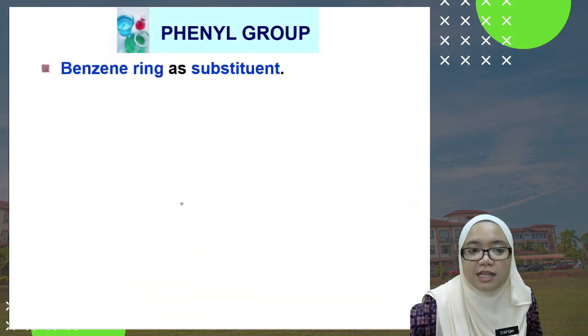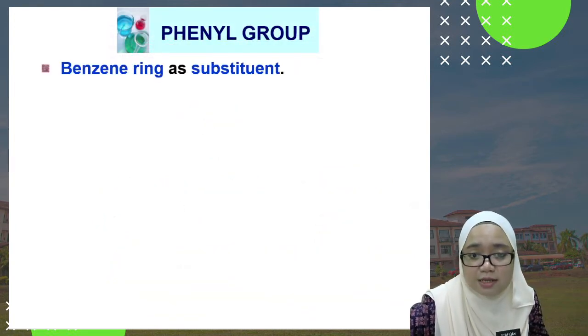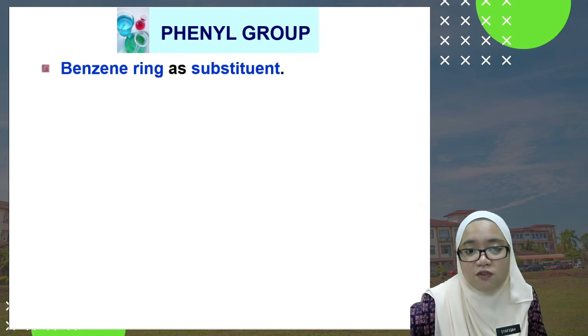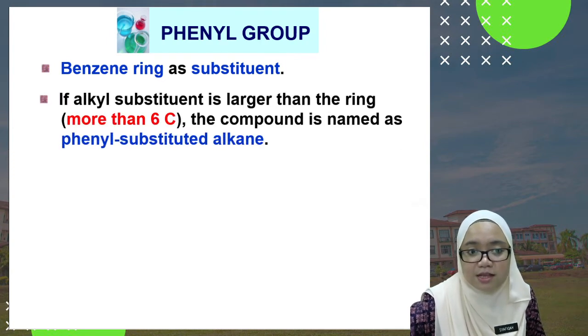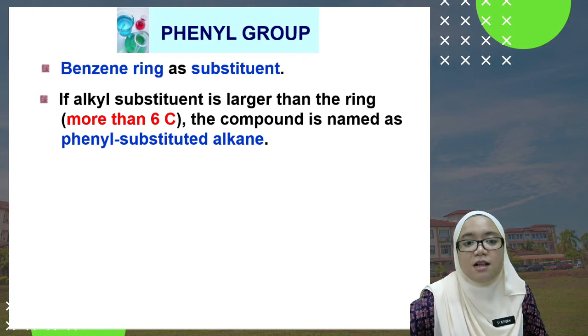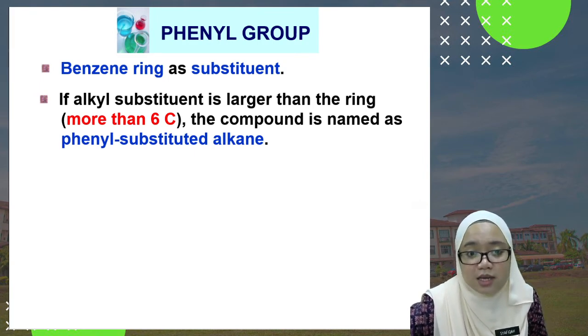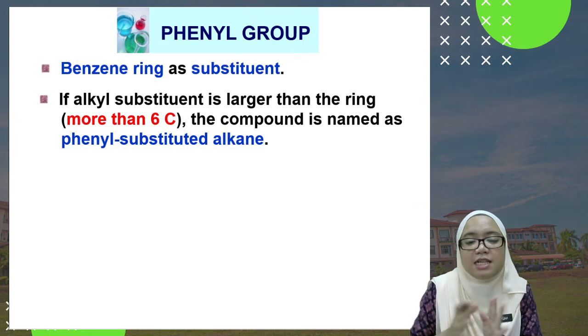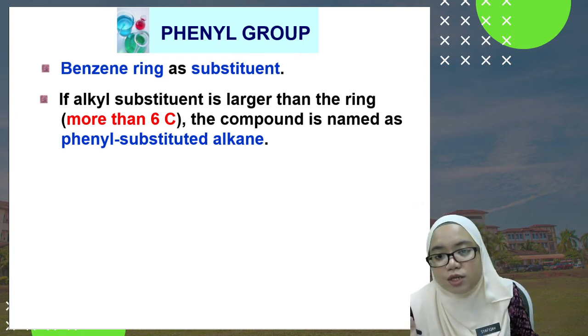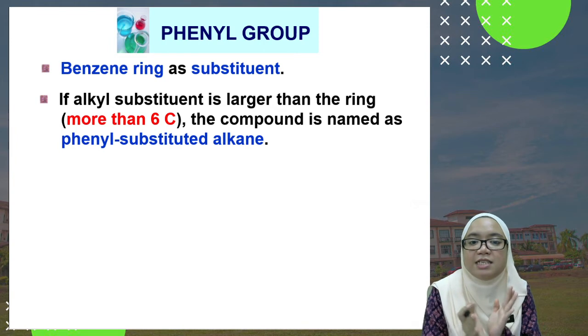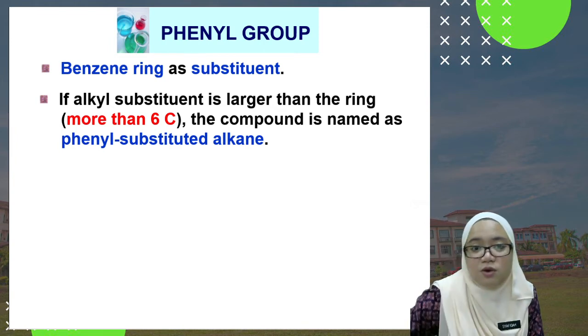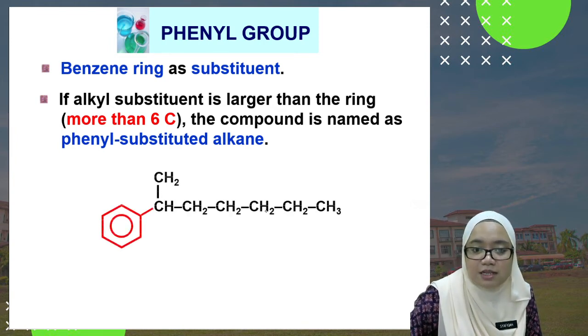So now kita tengok kalau benzene ring ni sebagai substituent. So kita ada phenyl group dengan benzyl group. Kalau alkyl substituent kita is larger than the ring, maksudnya substituent alkyl kita ada 7 carbon contohnya, so compound benzene akan jadi substituent. Okay, and kita panggil dia phenyl substituent.